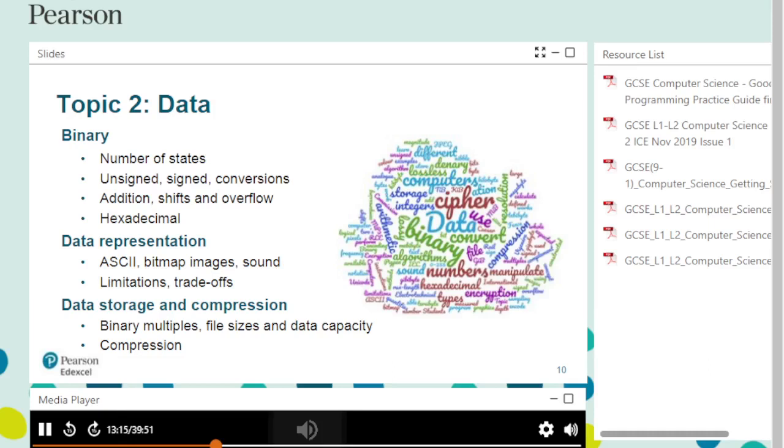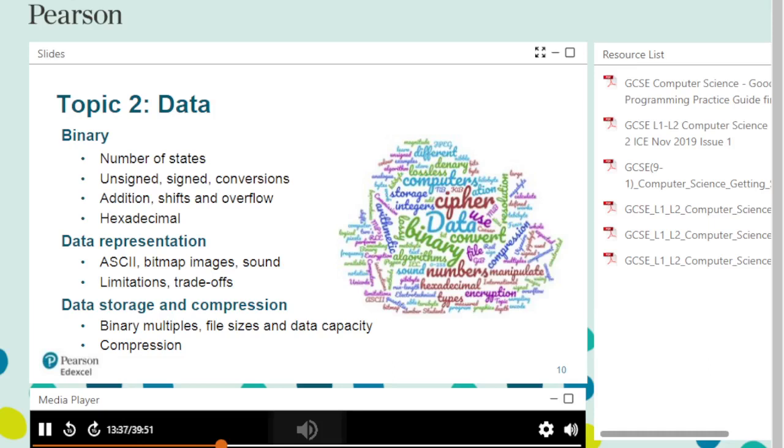Section 2 covers how types of data, characters, bitmap images, and sound are represented in binary, using established encoding standards. Students need to know that the number of available bits determines how many different items can be uniquely represented and the accuracy of a digital representation.